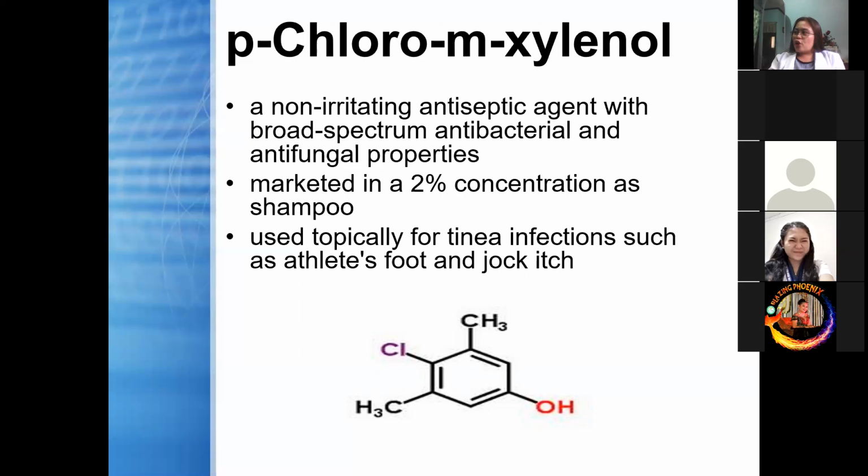Pag maingon kag broad, dili lang na siya bacteria ang iyahang kaya patayon. So apil na diri ang atuang fungi. And then natay mga shampoo na naga-contain og para-chlorometasilinol at 2% concentration. Shampoo ni siya nga antifungal. Okay? Anong ganing na yung mga kaspaan na.